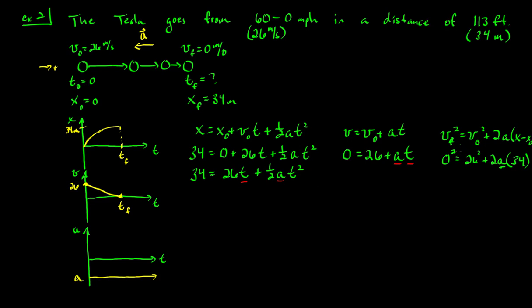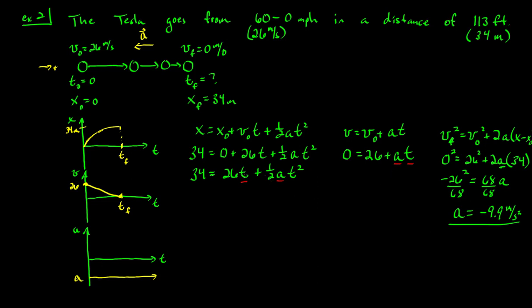This is 0, so I'd move that over. That's negative 26 squared, if I subtract it, equals 2 times 34, which is 68, times the acceleration. And then we divide that. What I'll get is the acceleration, approximately, if I round, negative 9.9 meters per second squared. That matches what I thought it would be. It would be negative. So now we can figure out the time.